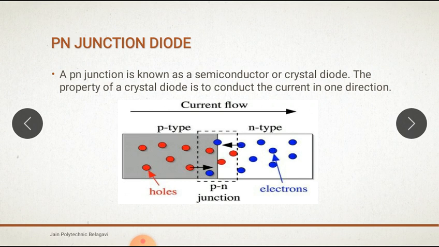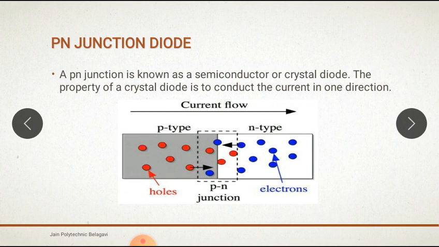In this process, free electrons from the N side will diffuse into the P side and combine with the holes present there, leaving a positive immovable ion in the N side. Hence, a few atoms on the P side are converted into negative ions. Similarly, a few atoms on the N side will be converted into positive ions.